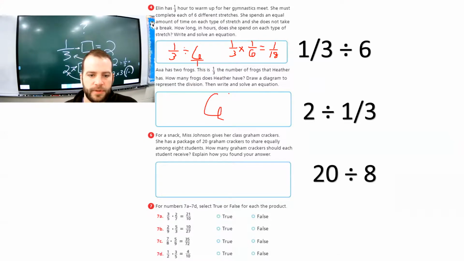So for a snack, Miss Johnson gives her class graham crackers. She has a package of 20 graham crackers to share equally among 8 students. So we're going to take the 20 graham crackers and split it between 8 people. Now we got to find the answer. And by the way, we did not draw a diagram here, and that's okay. So how do we figure this answer out?